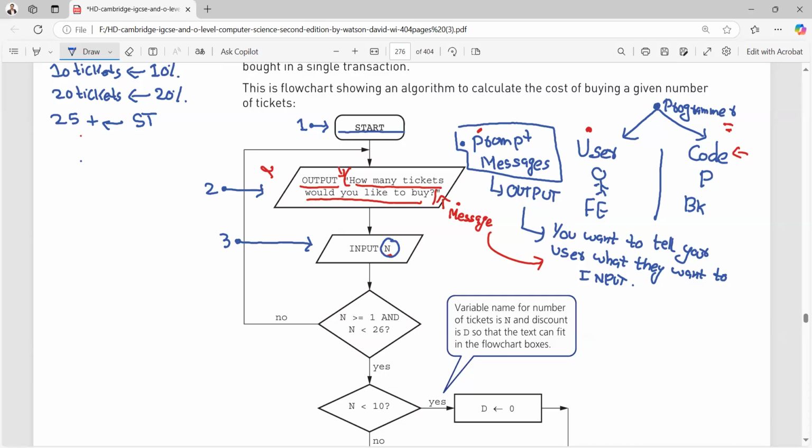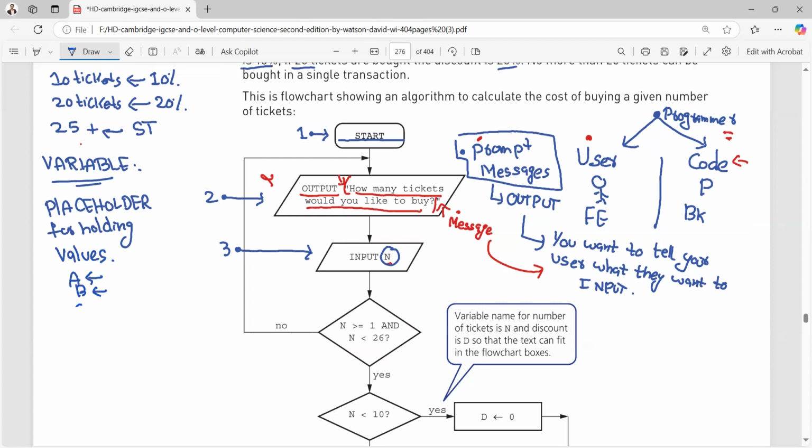What is a variable? A letter. A variable is basically known as a placeholder for holding values, right? Like A, B, C, right?